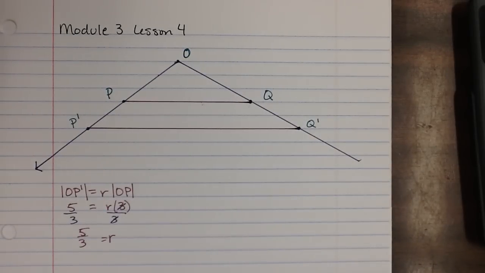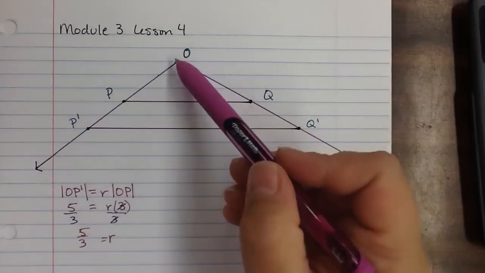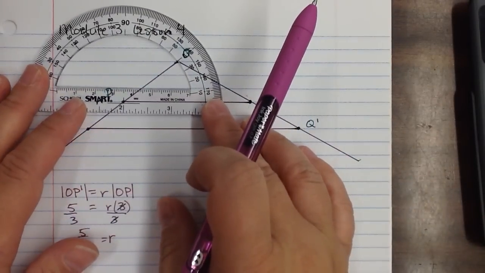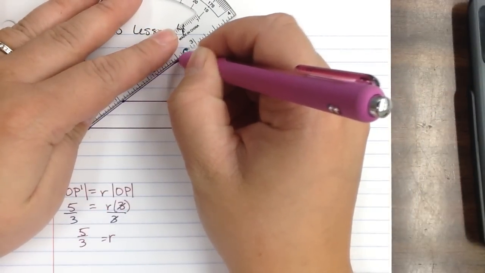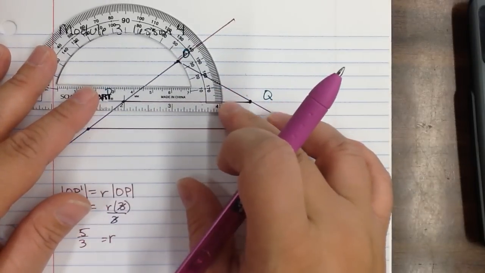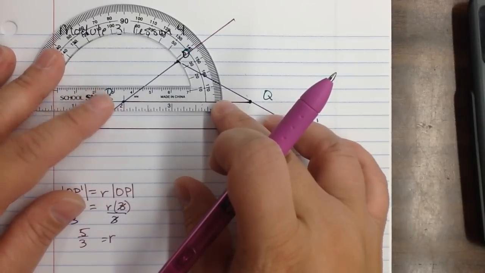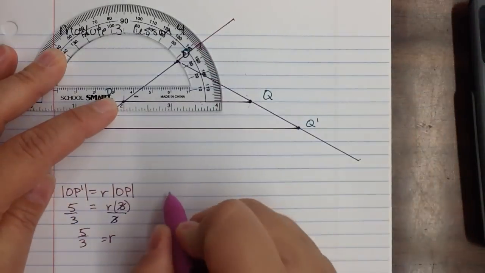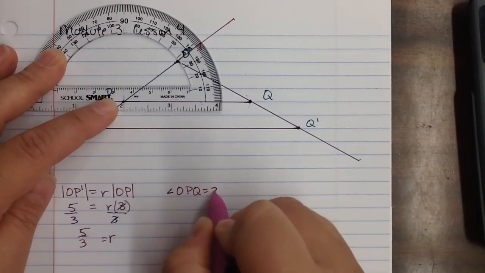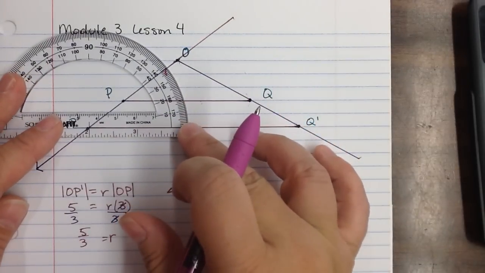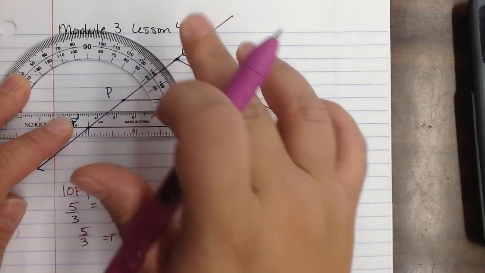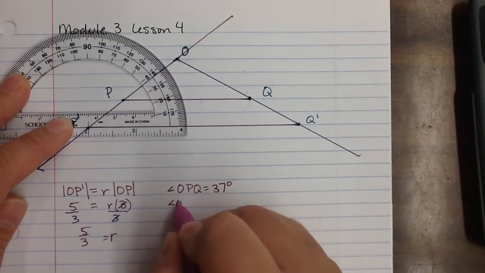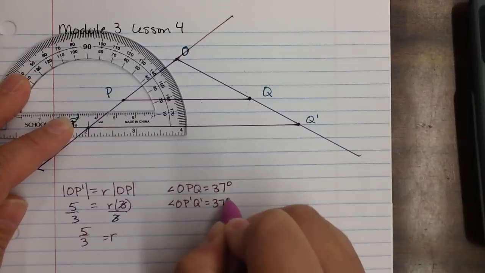Now we're going to use our protractor to measure angle OPQ and angle OP prime Q prime. That means we're measuring from O to P to Q. I'm not able to do that because it's not on the outside, so I'm going to extend this line this way. When I line this up and measure it, I get 37 degrees. So angle OPQ equals 37 degrees. Now, yours won't be exactly like mine, and that's totally fine. And I measure this one, again, 37 degrees. Angle OP prime Q prime is 37 degrees.